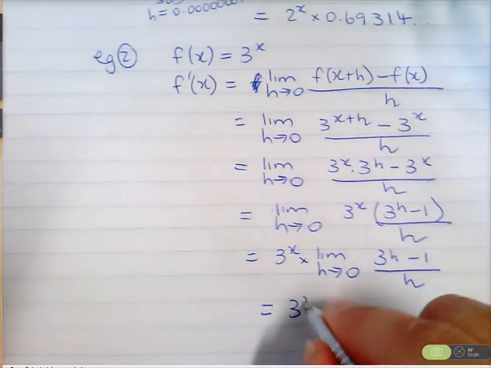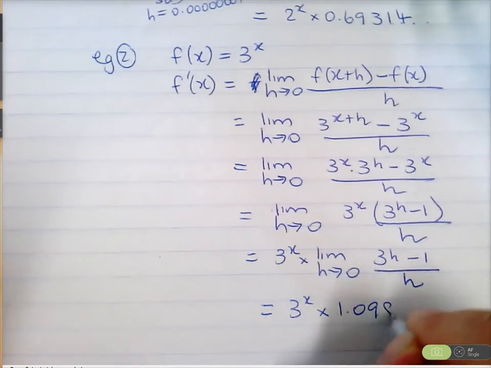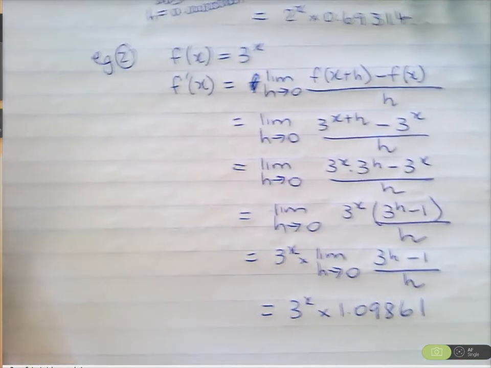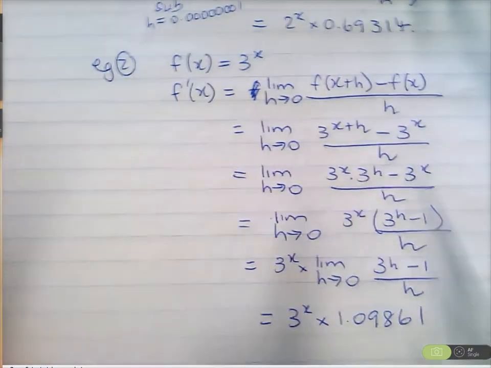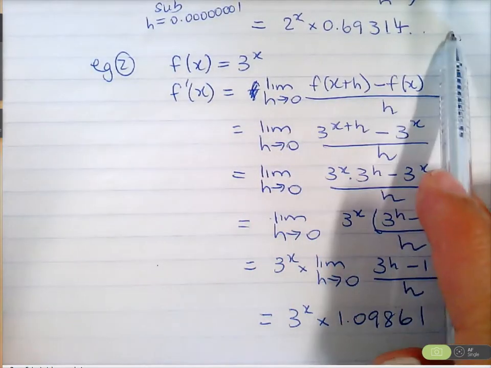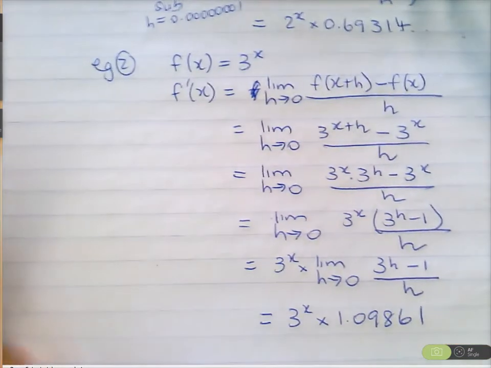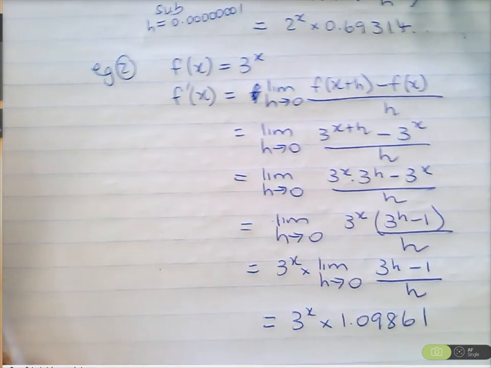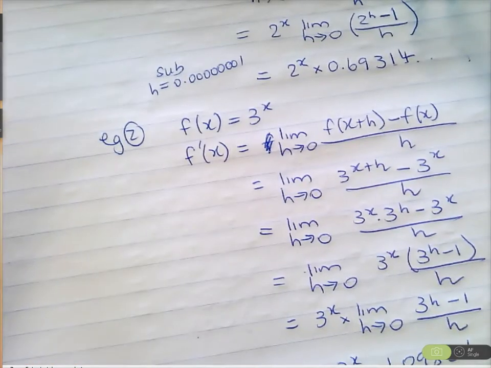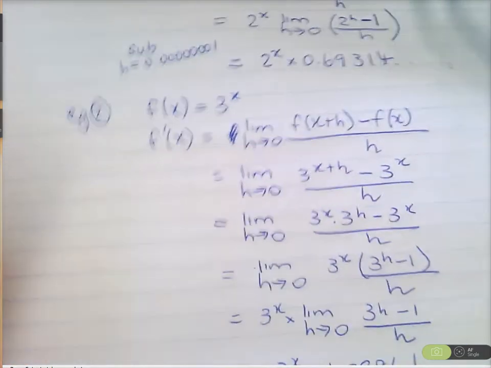1.0981. Now, that's close to 1, isn't it? Notice, when we did 2 to the x, we got about 0.7. When we did 3 to the x, we got 1.09. When we do e to the x, you're going to get exactly 1. Exactly 1. And that will be why the rule for differentiating e to the x.